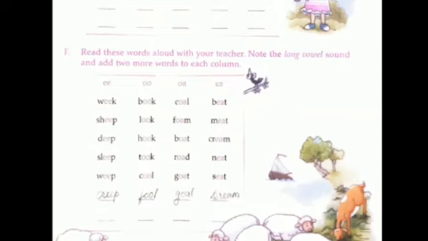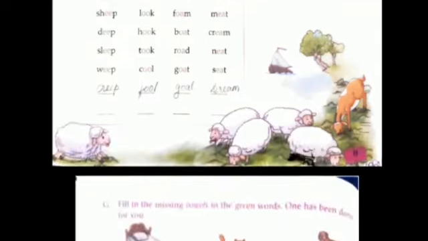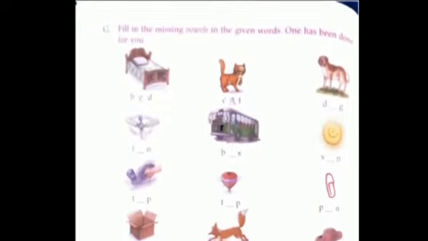OA words: coal, farm, boat, road, goat. Goal I have written, so one word you have to do by yourself. Next, EA words: bit, meat, cream, knit, said, dream I have written. So the next word you have to write by yourself. Now move on to next.